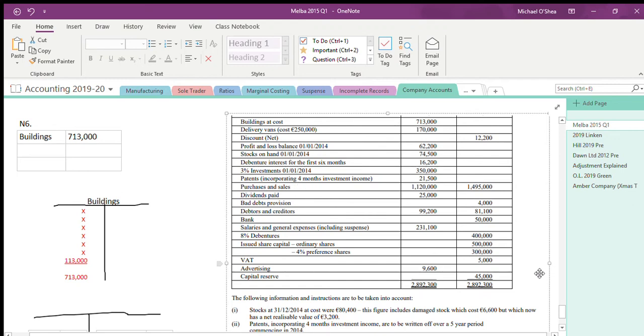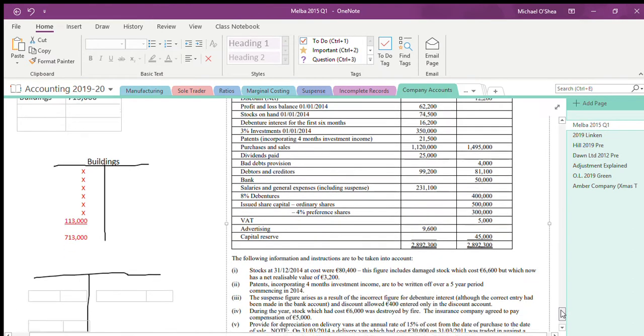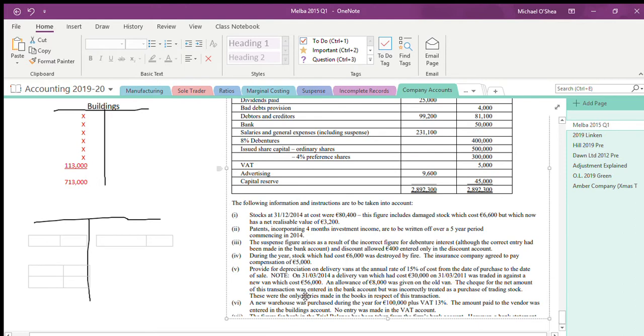This is just a short note going through the company question, Melba PLC, and the note we're looking at is VAT included in fixed assets. The note says a new warehouse was purchased during the year for 100,000 plus VAT of 13%, so the VAT is obviously 13,000. The amount paid to the vendor was entered into the buildings account, and no entry was made in the VAT account.